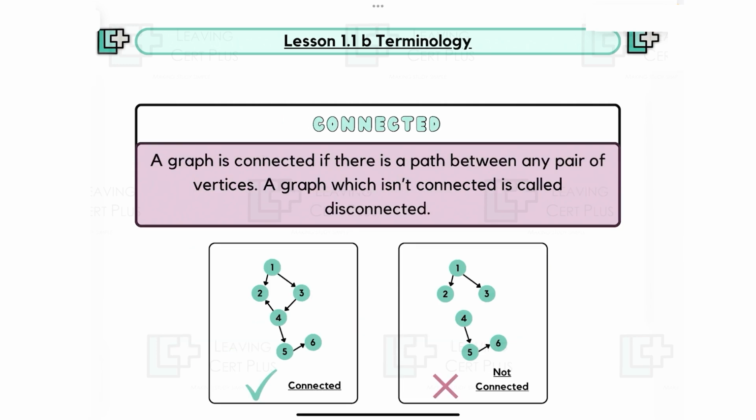A graph is connected if there's a path between any pair of vertices. A graph is disconnected if there isn't. We can see clearly here that my graph to the left is connected. I can get from one node all the way across to wherever. They're all connected to each other. Whereas on my second graph, there's a clear divide between them. So 1, 2, and 3 are joined together, but 4, 5, and 6 are not joined onto them in any way. So that's not connected.